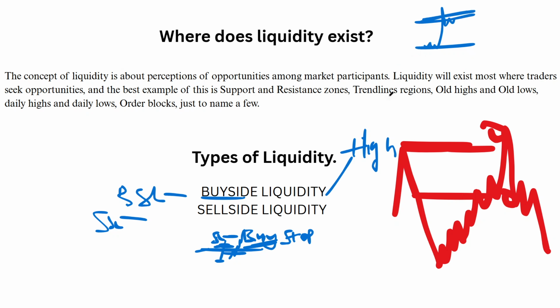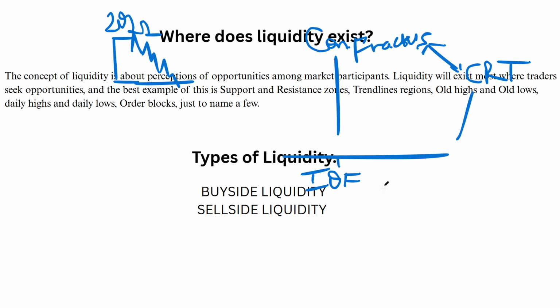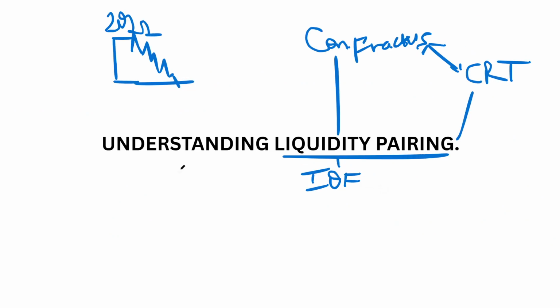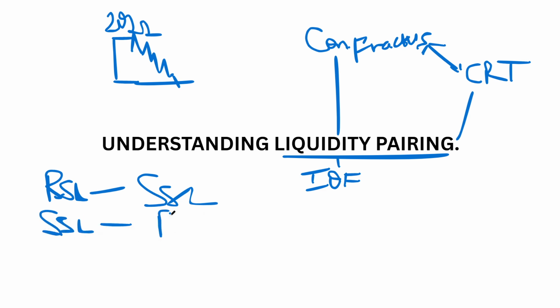If you have a trend line like this, buy side is the one that exists above these highs. So sell side is the opposite. This one exists below lows. You must understand this principle if you're going to understand liquidity pairing. So liquidity pairing says that from buy side liquidity, we always move to sell side liquidity, and from sell side liquidity, we always move to buy side liquidity.